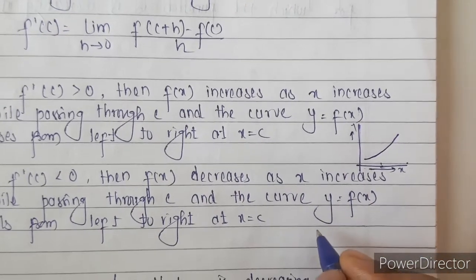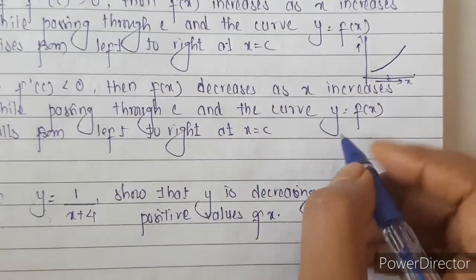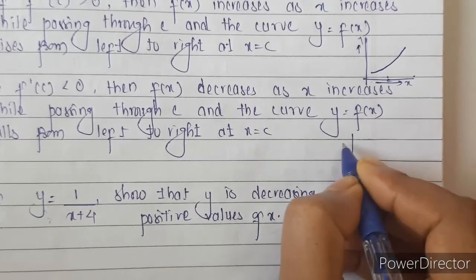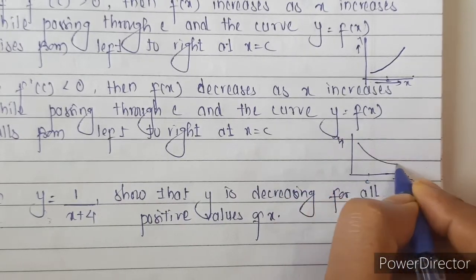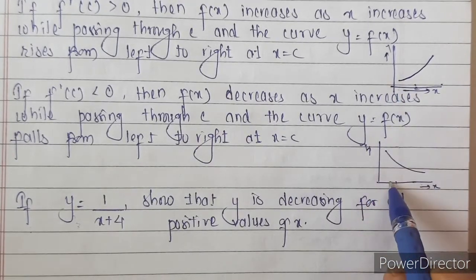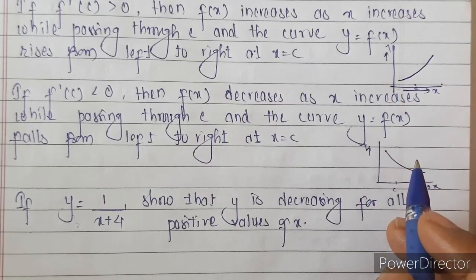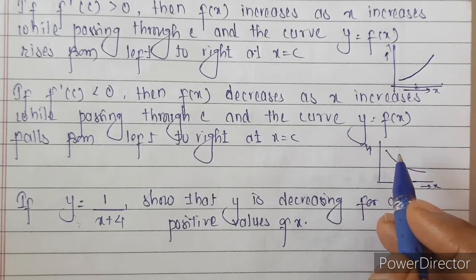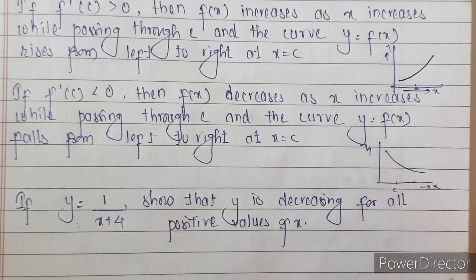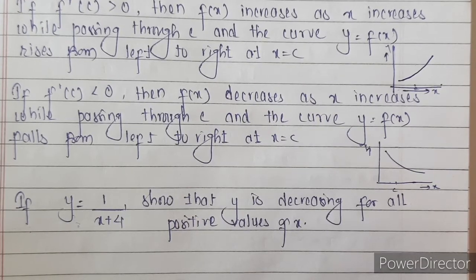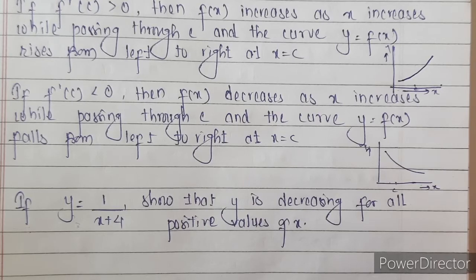And if f dash of c is less than 0, then as it passes through this point c, and as x increases, it will go on decreasing. So this is an increasing function, this is a decreasing function. Now how do we check whether it is increasing or decreasing? We just have to find f dash of c, the derivative at that particular point. If the derivative at that point is greater than 0, we can say the function is increasing. If it is less than 0, we can say the function is decreasing at that particular point.